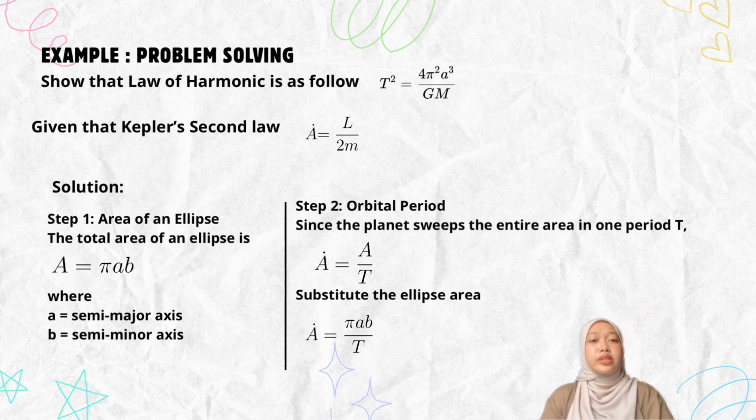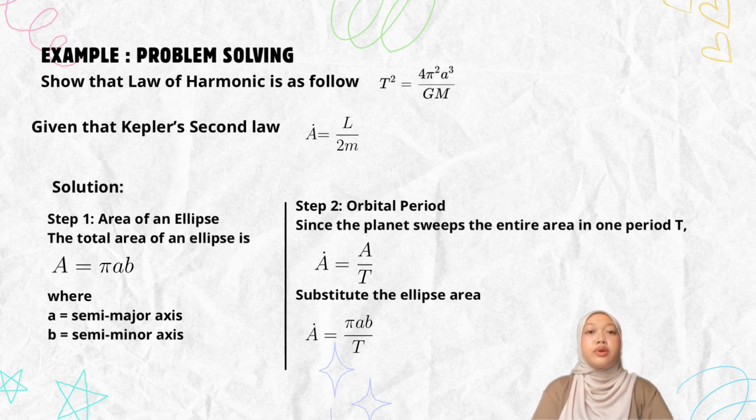We are also given Kepler's second law, which states that a planet sweeps out equal areas in equal intervals of time. This means the area velocity remains constant throughout the orbit. Mathematically, this law is written as A dot equals L divided by 2m, where L is the angular momentum of the planet and m is the planet's mass. Now, I will explain how to prove these equations step by step.